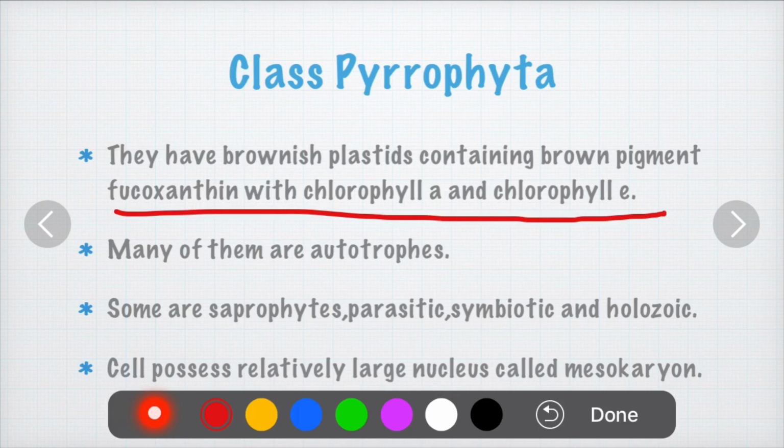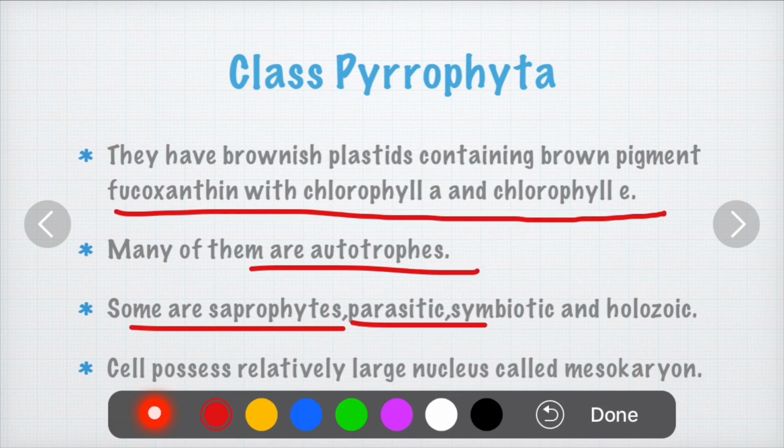Many of them are autotrophs, able to carry out photosynthesis. Some are saprophytes, dependent on decaying or dead matter for nutrition. Some are parasites, dependent on the host for growth and development, but they cause diseases to the host. Some are symbiotic, living in a symbiotic relationship. Some are holozoic, able to engulf an entire organism as food, which is called holozoic.